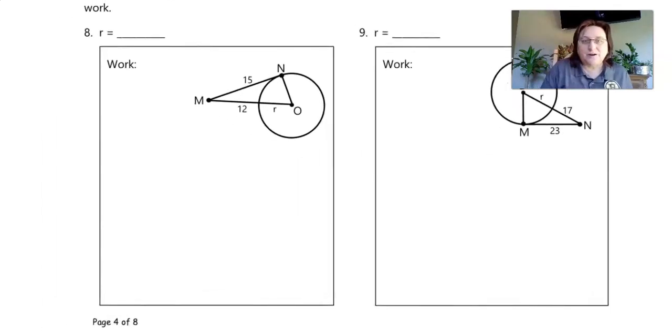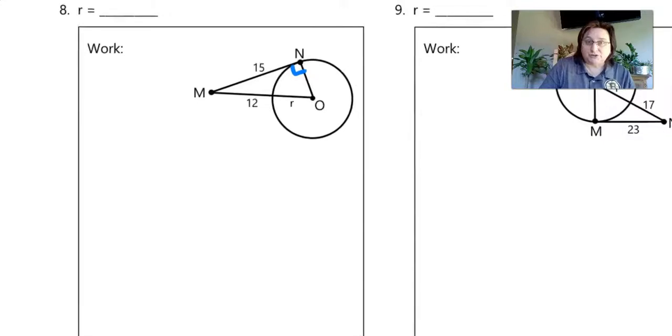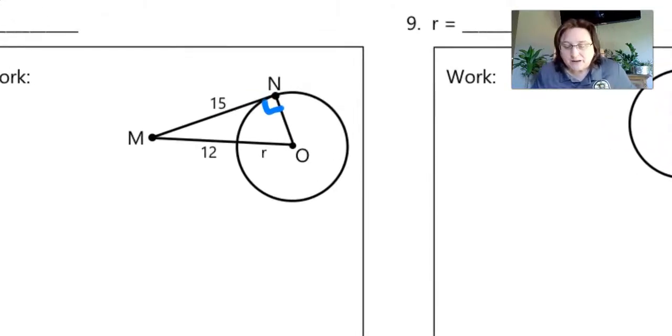Okay, so let's zoom in on number 8 and take a look. It tells us that line MN is tangent. So if MN is tangent to the circle, that means that MN and ON have to be perpendicular. That means that we do have a right triangle. Okay, I'm going to zoom in even more so you guys can see something. Hey guys, think back to what do you remember is always true about the length of radii that are inside the same circle. What do you guys remember?